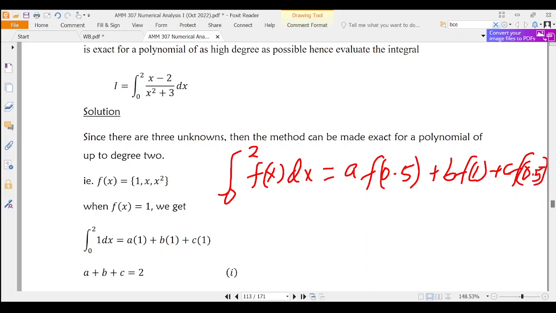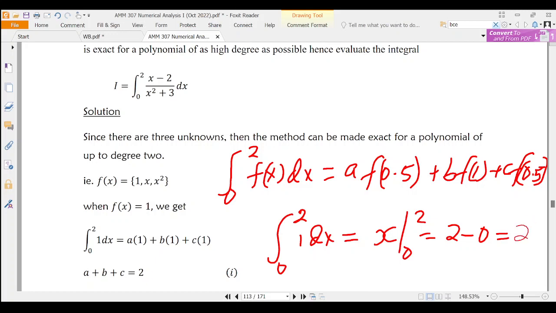This was the method. So when f of x is 1, we shall put 1 here, 1 here, 1 here, and 1 here. Meaning that we shall have the integral of 1 from 0 to 2 is equal to a times 1 plus b times 1 plus c times 1. And the integral from 0 to 2 of 1 dx is the same as x from 0 to 2. This is 2 minus 0, which is 2. So we get the equation a plus b plus c is 2.